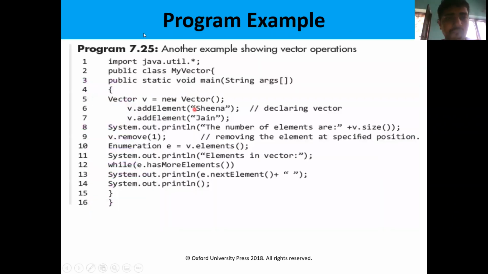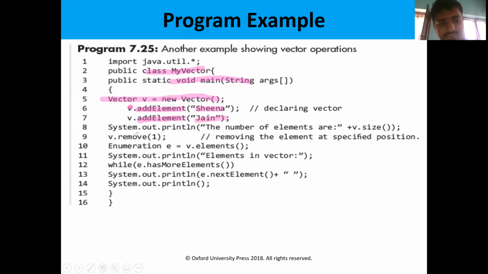Let us check this program. He is creating a class and a main method. Then he is creating a vector with the name v. He is using the method add element. Add element is a vector method. The vector name is v, so object name dot method name, v dot add element. He is adding the name Sheena, then he is going to add the name Jane. Add element is a predefined method in the vector class.